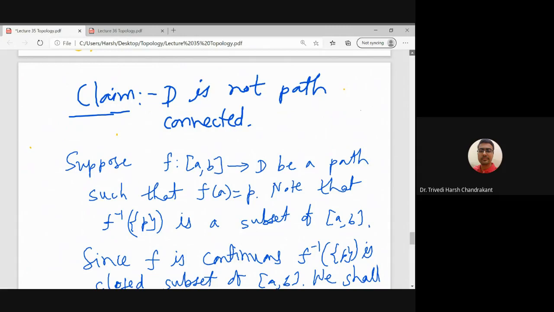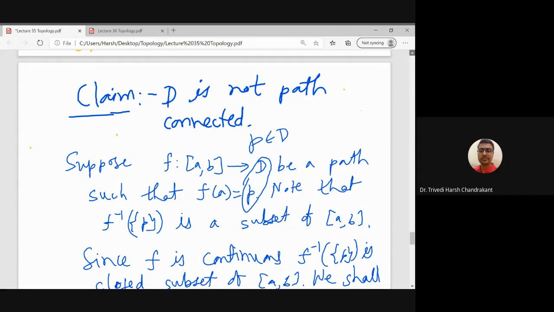So suppose that D is path connected. Since D is path connected, there should be a path between any two points of D, and in particular P is a point in D, right? P belongs to D, where P is the point (1, 0). So from P we will get a path to any other point in D if we assume D is path connected.